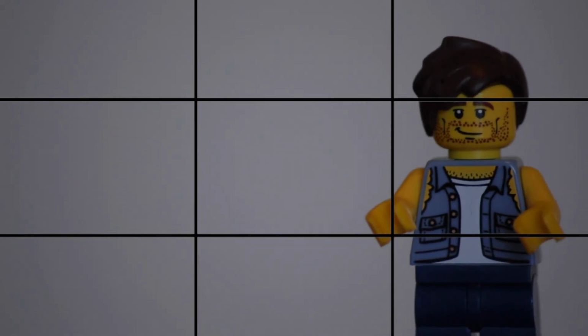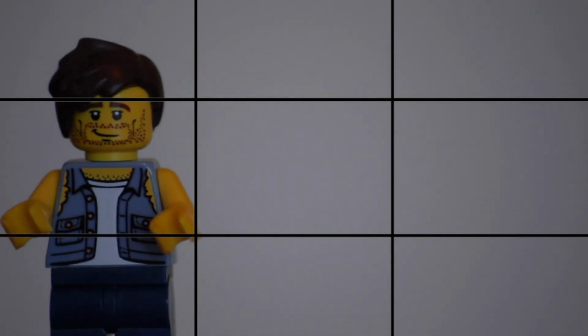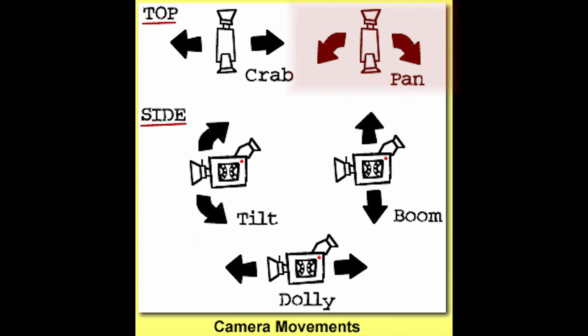So what I want to talk about now is some camera movements. So first off, we've got panning. So panning is when your camera is stationary on top of the tripod, but you are moving it side to side with the pan handle. So that is opposed to crabbing.